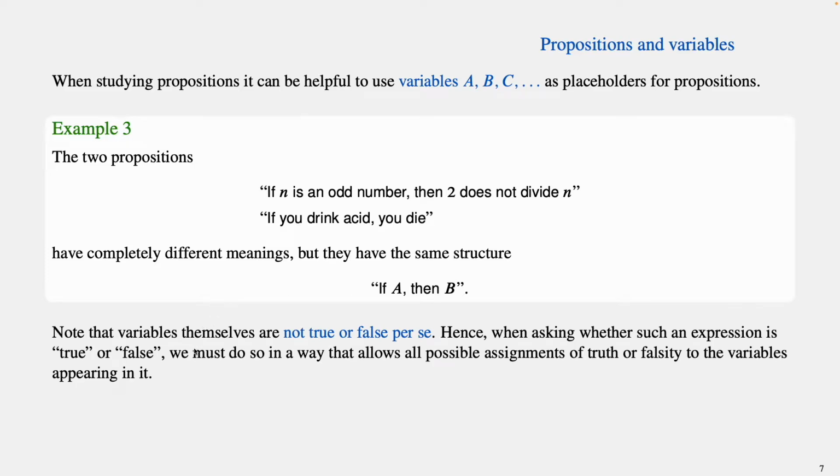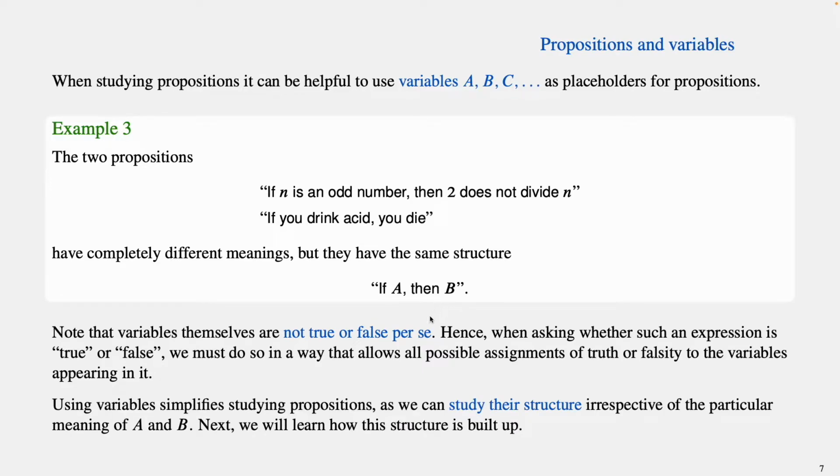So the variables themselves are not true or false. It doesn't make sense to say that. So when we ask whether such an expression is true or false, we must reason about this in a way that allows all possible assignments of true and false to A and B, to the variables appearing in it. Because we must take into account all possible propositions that we could plug in for those variables.